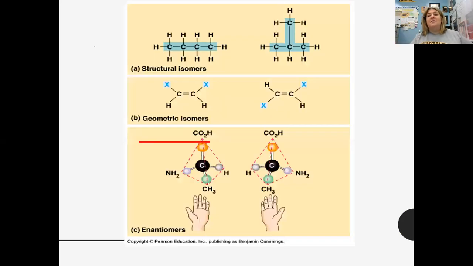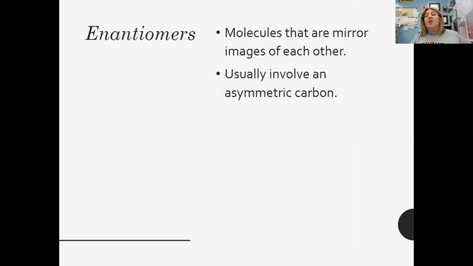The last one is, to me, one of the most interesting. It's called an enantiomer. I tell people it's like the evil twin. An enantiomer has the exact same chemical formula because it's an isomer, but somehow it was put together with an asymmetric carbon. So you end up with mirror images. I tell people, think about gloves.